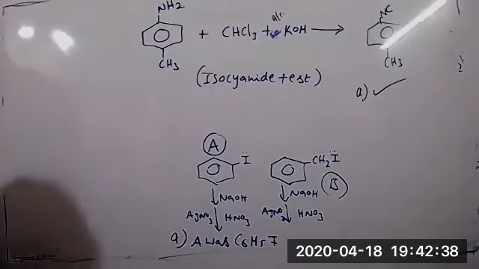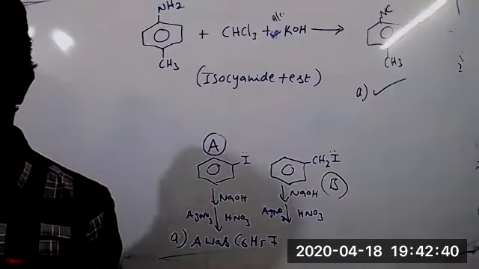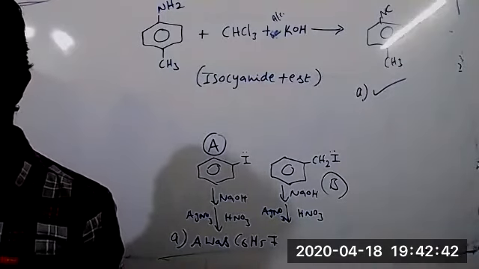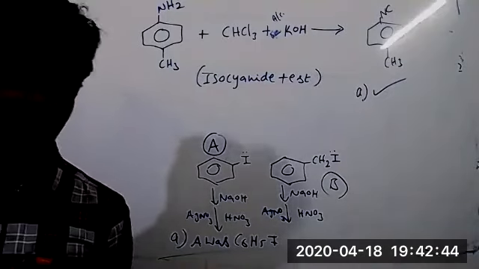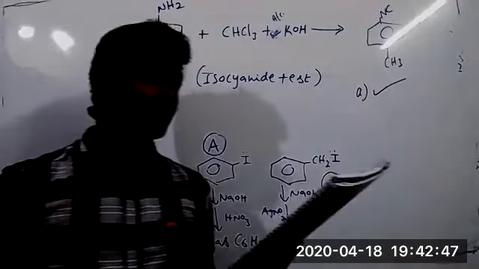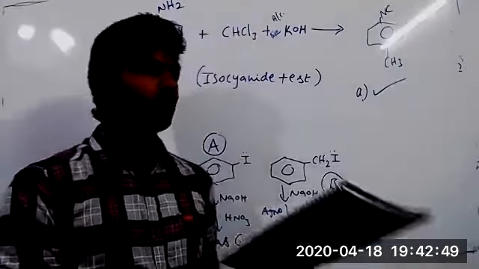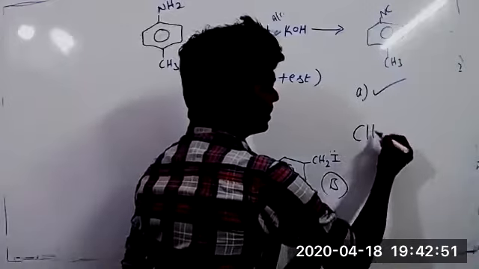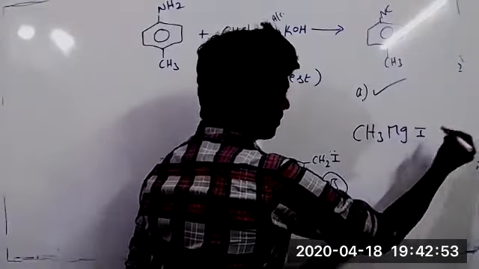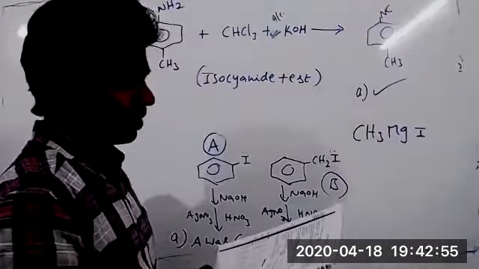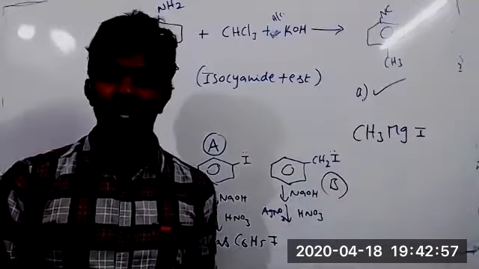And last question. CH3MgI is an organometallic compound. Due to what are we calling CH3MgI, or the bromide or chloride, an organometallic compound? Why?